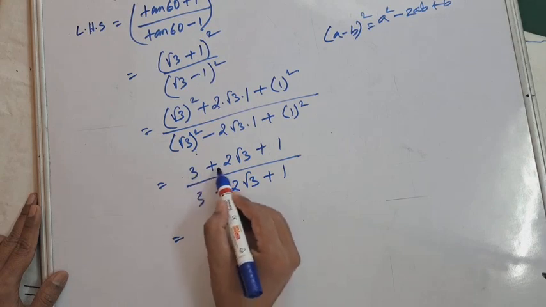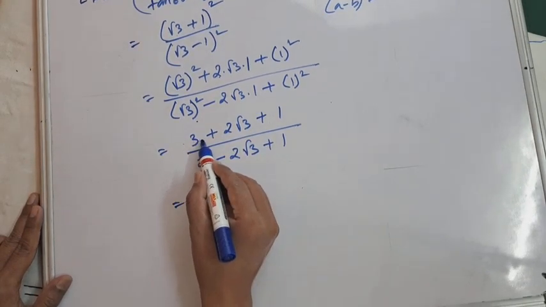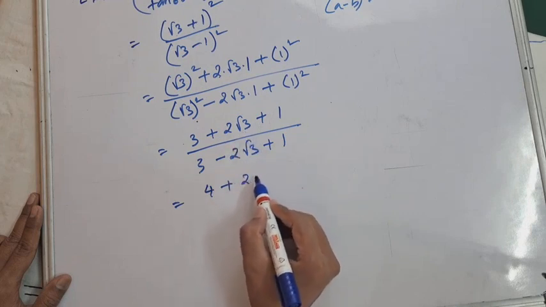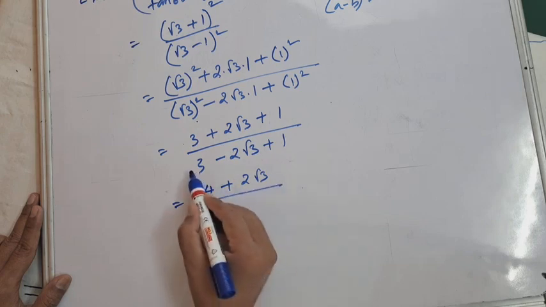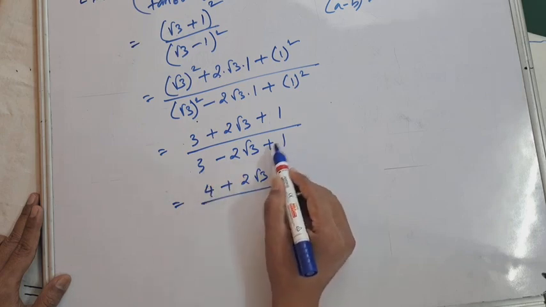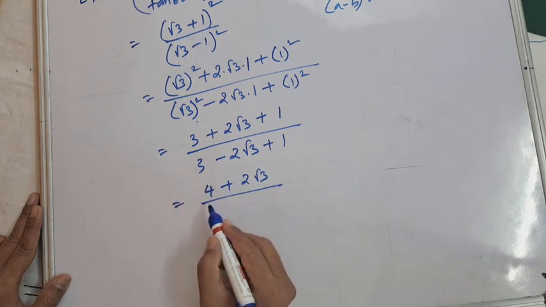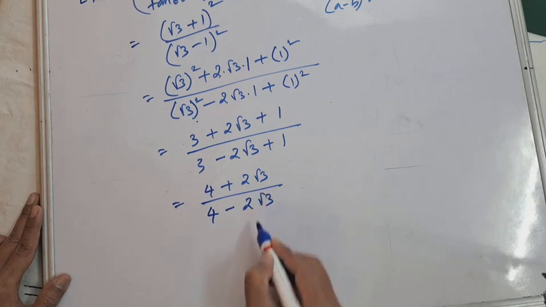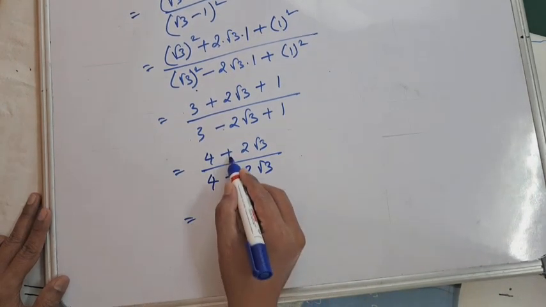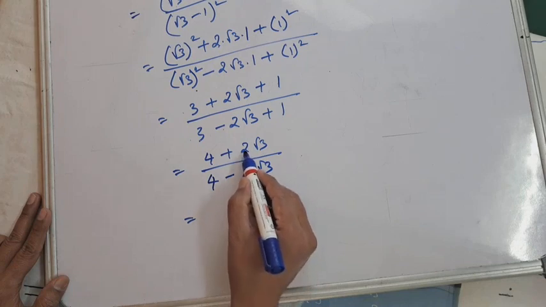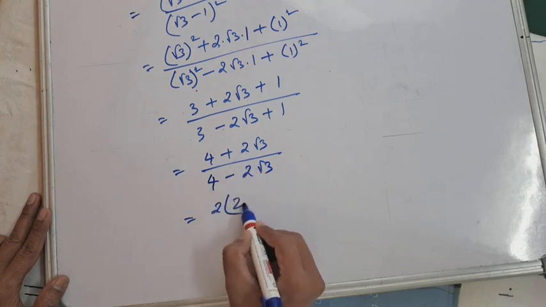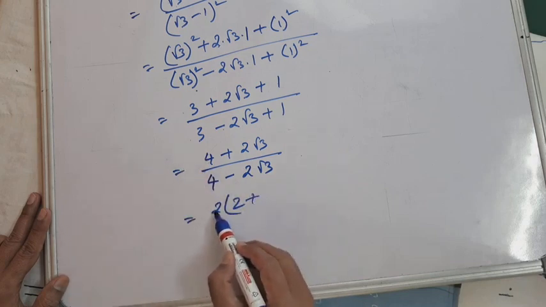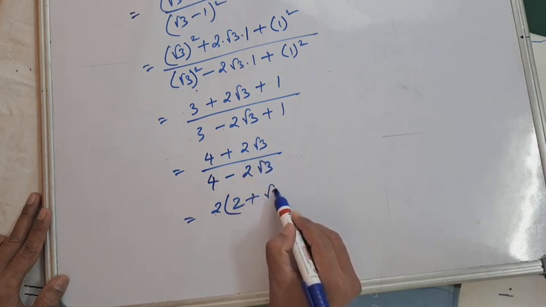So we have 3 plus 1, okay? 3 plus 1 is 4 plus 2 root 3, whole upon this 3 is also positive and this 1 is also positive, 3 plus 1 is 4, and this 2 root 3 is negative, minus 2 root 3. Now we can take the common 2 from both the numerator and the denominator, isn't it? So we take 2 common. 2 into 2 is 4, okay? 2 into 2 is 4 plus 2 into root 3 is root 3, isn't it?